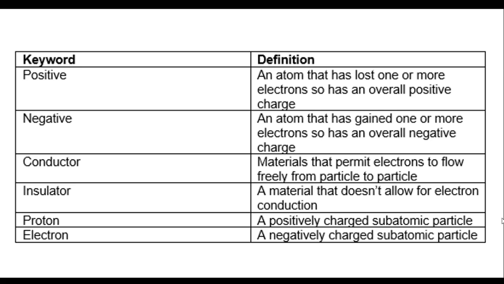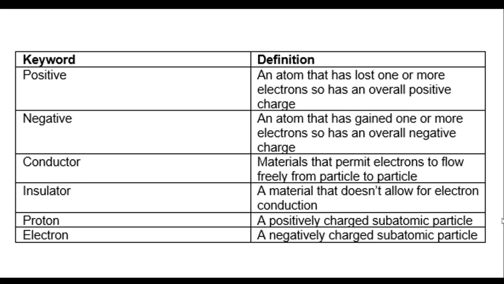Conductors are materials that allow electrons to flow freely through them, and that means that they can't become charged because anything that they gain just moves freely. Whereas an insulator is a material that doesn't allow electrons to move, which means if they gain electrons, they stay there and the insulator gains a charge, a negative charge.